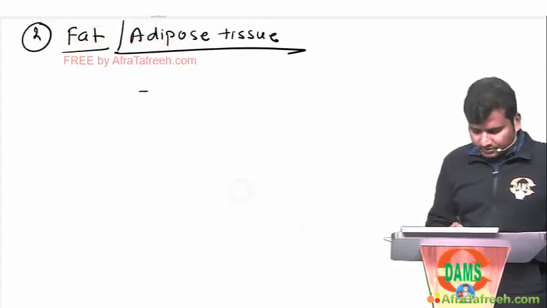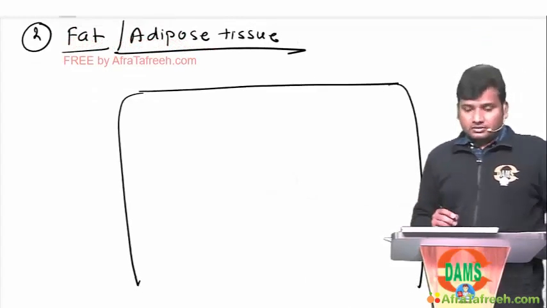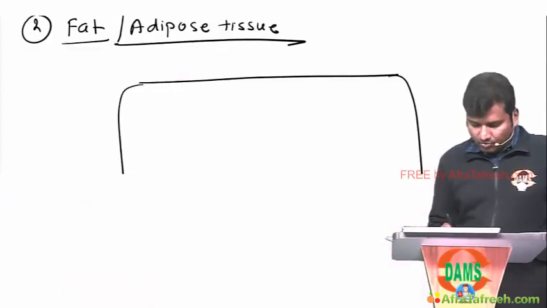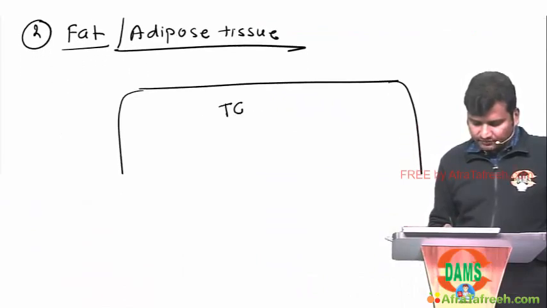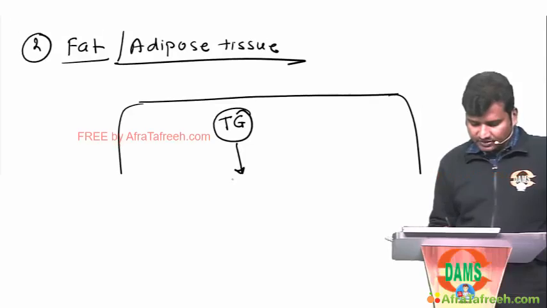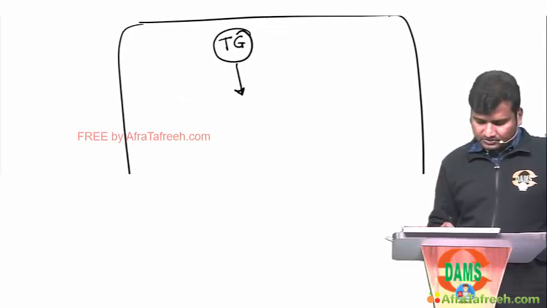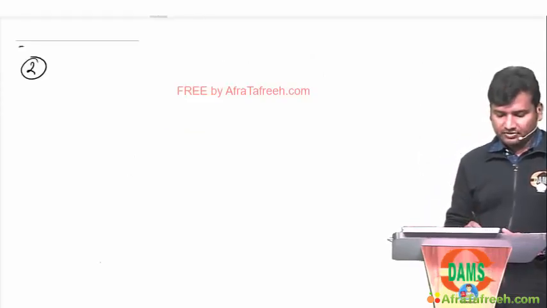Now suppose this is fat or adipose tissue. Fats are stored in the form of triglycerides, and when these fats are converted to fatty acids, now we will see what happens in adipose tissues and in fats.